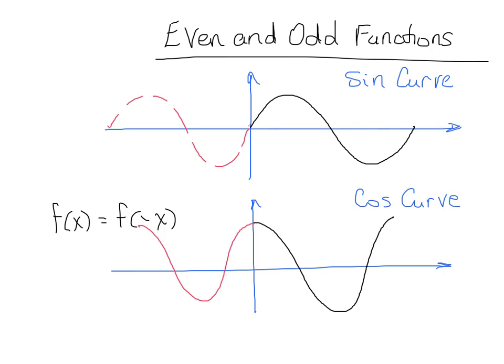So let's look at the cosine curve, because the cosine curve is actually an even function. Notice how if you look at the y-axis, the y-axis is actually a perfect mirror for the cosine curve. So the cosine curve looks like this on the right side, and it looks the exact same way on the left side, which means that it doesn't matter what x is.